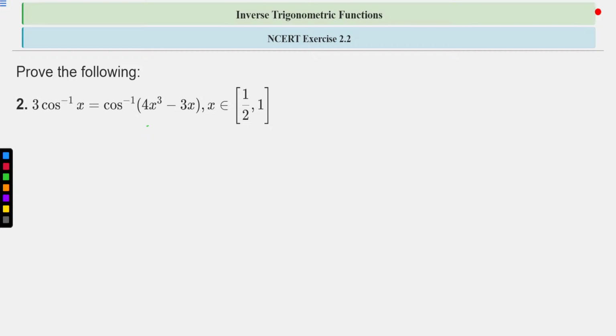So again, we will use the same approach: we will take cos inverse x as theta, clear? And after putting the value of theta in the right hand side, you will be able to convert the right hand side into the left hand side. In this way we can prove this, right? So I'm giving you 10 seconds to solve or think about this question. After that we will discuss the solution part.